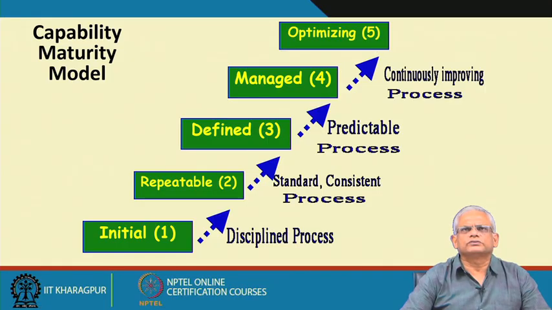So, in the managed stage, the process metrics are collected to investigate and find out why the targets were not met, what was the shortcoming on the part of the team members who were using the process. Whereas, in the optimizing level, it is also identified whether the process itself needs improvement, and then the improvements are made to the process.